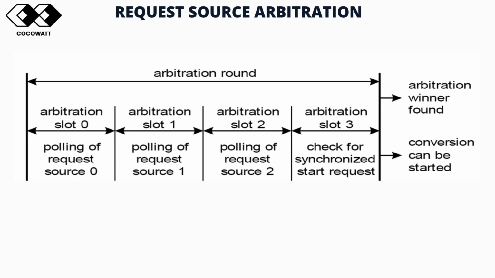Arbitration slot 1, the scan group source with SAR group input channels. Arbitration slot 2, the virtual background scan source, a sequence in defined order. Last arbitration slot, the synchronization source, synchronized conversion requests from another ADC kernel. The duration of an arbitration slot is configurable, and the duration of the arbitration round is therefore 4 times T slot.